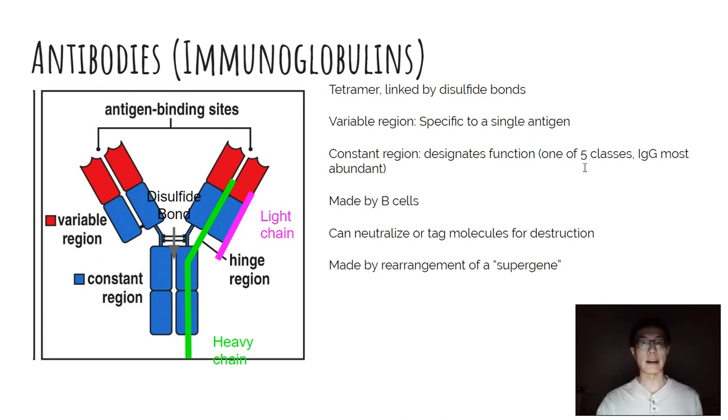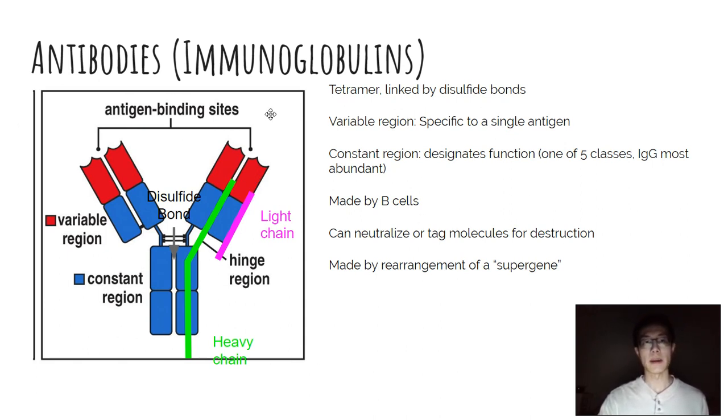So interestingly enough, there are actually 5 different classes, and that allows for variation in the function. But ultimately, the constant region is the one that stays relatively similar between the same set, whereas with the variable region, we see variation that is more antigen specific. So there you go, antibodies.